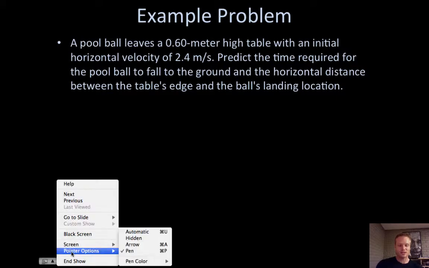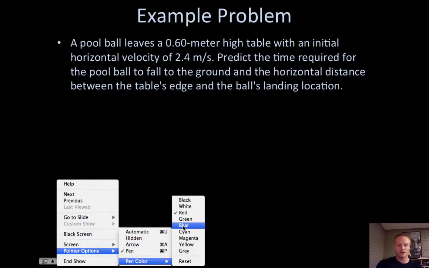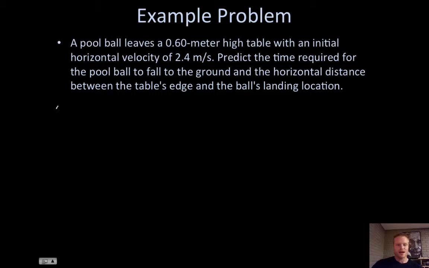Okay, let me just change pen colors here to something nice. Let's do yellow. So I'm just going to draw a picture of the problem real quickly. Here's a table, okay, and there's a ball on it, and it's going to be launched over this table with an initial velocity in the x direction, and because it says horizontal, initial velocity in the x direction of positive 2.4 meters per second. Okay, so that's my little picture I'm going to draw here, okay?